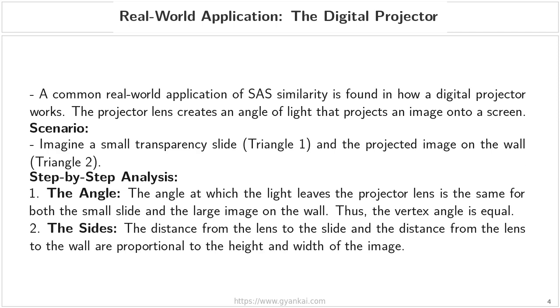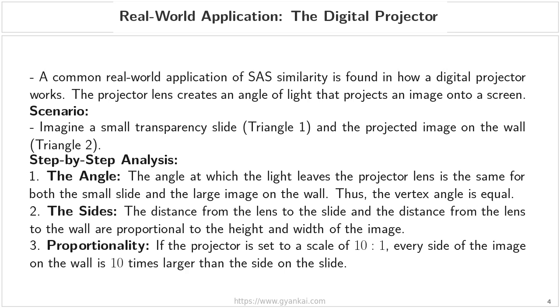Second, let's look at the sides. We need to check the including sides. In this case, the distance from the lens to the slide and the distance from the lens to the wall act as our corresponding sides. These distances are proportional to the height and width of the image being projected.